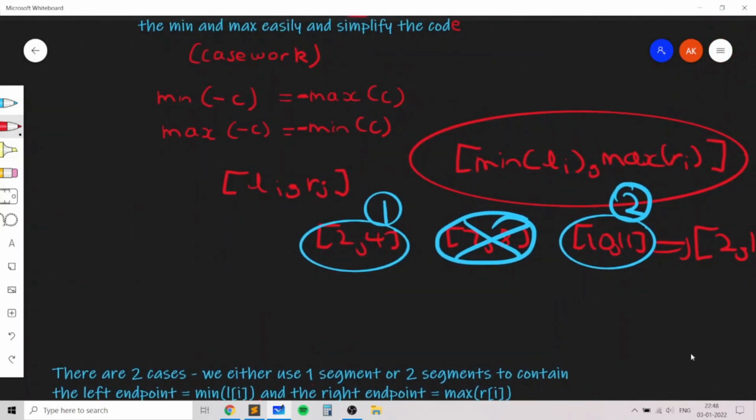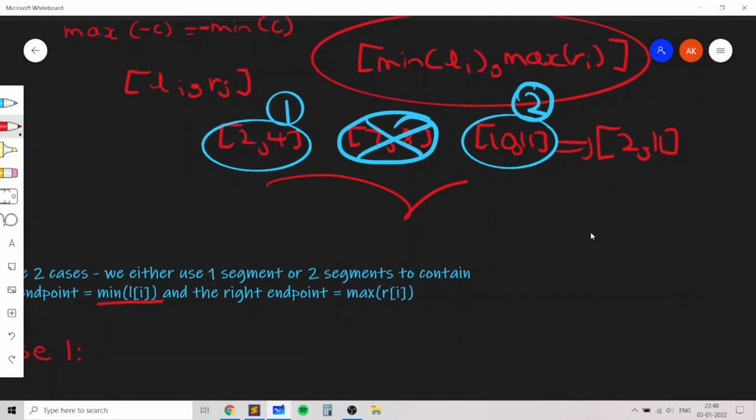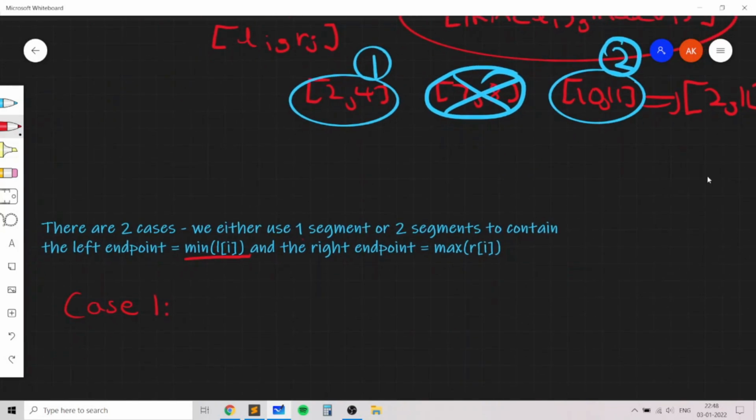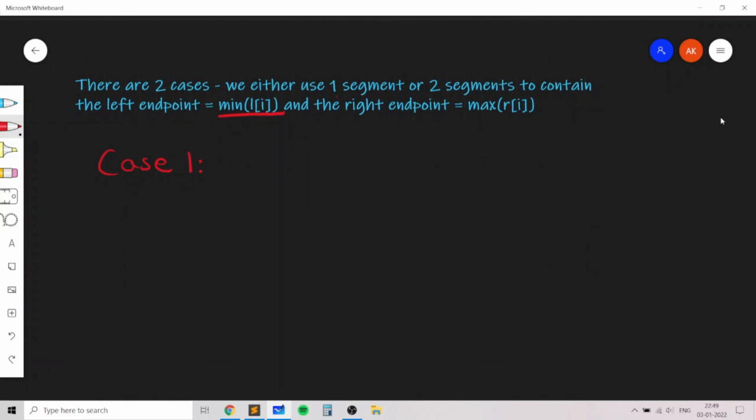You can clearly see that from the example where we had 2, 4, 7, 8, 10, 11, then in this case the segments would be 2, 4 and 10, 11, and that's why we used two segments to cover the range from 2 to 11, and that was segment 1 and segment 3. So in this case we need to use two segments to contain the left endpoint equal to the min of li so far, and right endpoint equal to the max of ri so far. So we can maintain this running min and running max, and we know what the endpoints are which we need to cover.